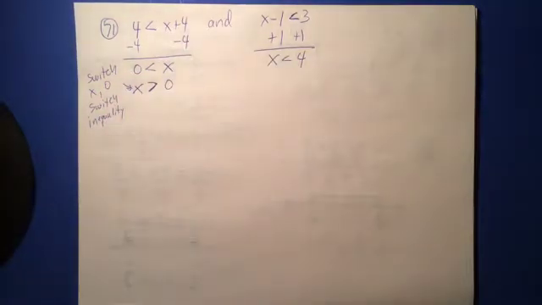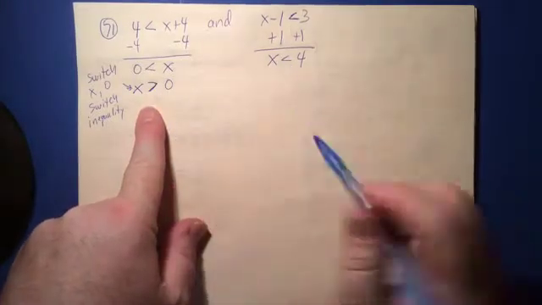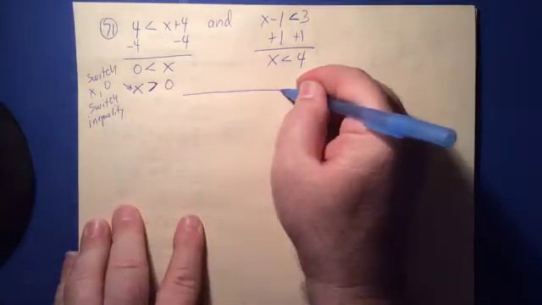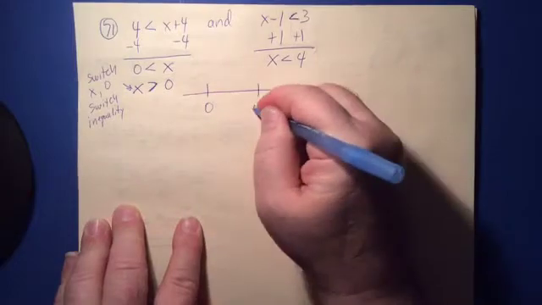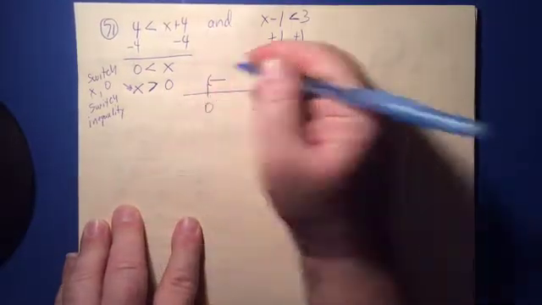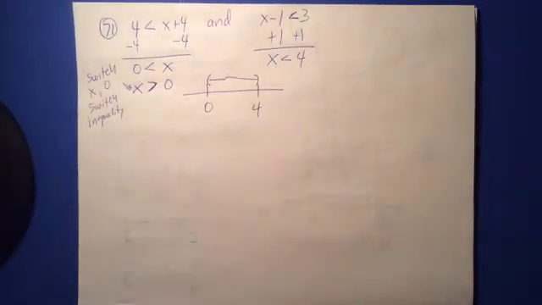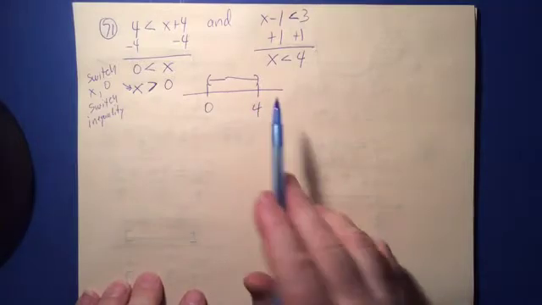This is a really key idea. So we're looking at two parts here. We're looking at x is greater than 0 and x is less than 4. So we're going to bring these two together onto a number line. Here's 0, here's 4. It has to be greater than 0 and it has to be less than 4. So the value of x that makes both of these true is going to be between 0 and 4, but not including 0 and 4.